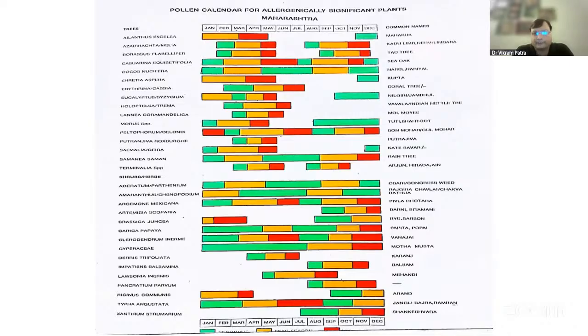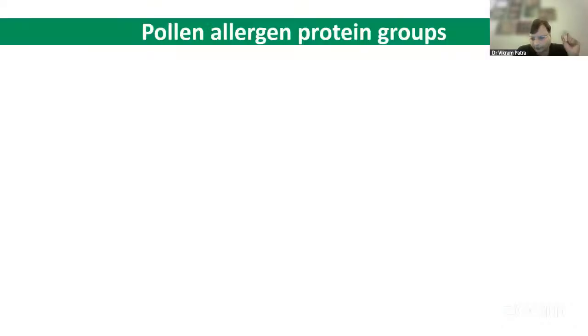But now what is the problem here? Now you can see many weeds, many grasses, many trees, they have pollination in the same season. So here comes again the confusion. Now, from the history, seasonal allergic rhinitis, seasonal cases, you can narrow it down by pollination season. But if it is the same, then the problem begins. Then comes the role of CRD.